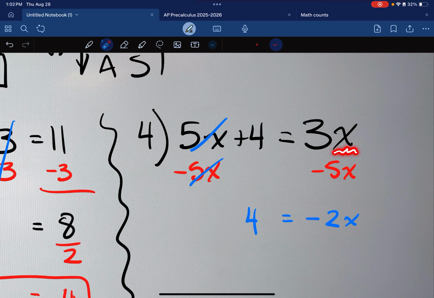This is saying how many pieces of fruit. I have 3 pieces of fruit. I need to give 5 pieces of fruit away. I'm 2 pieces of fruit in debt. That x is the pieces of fruit.